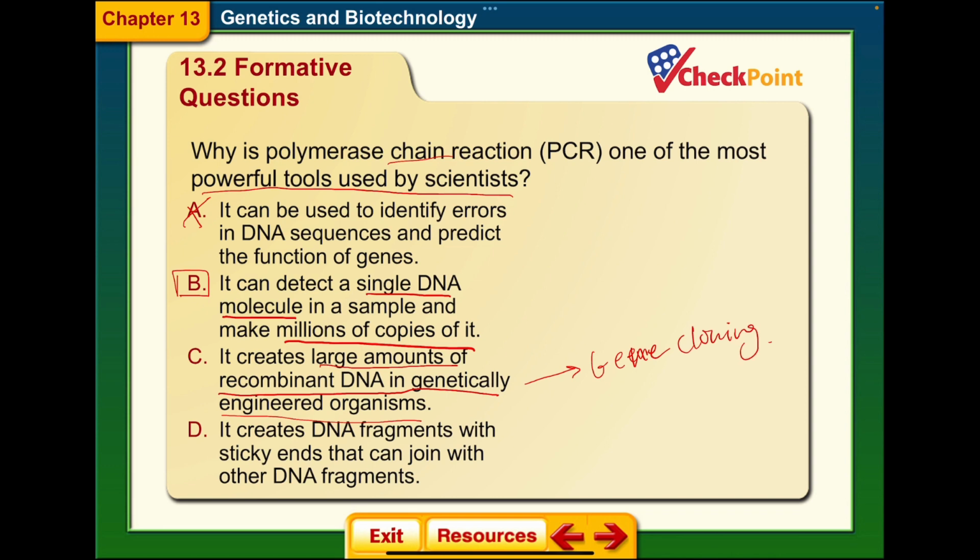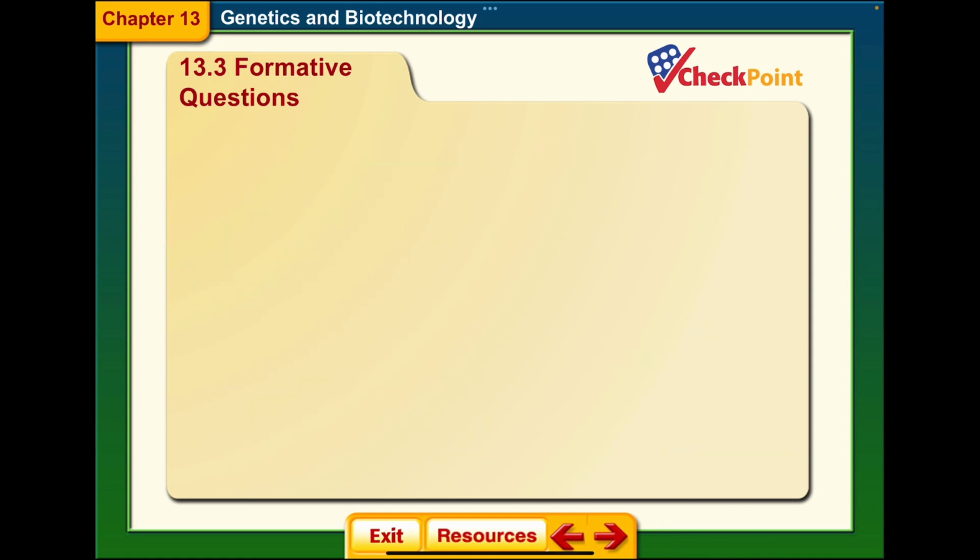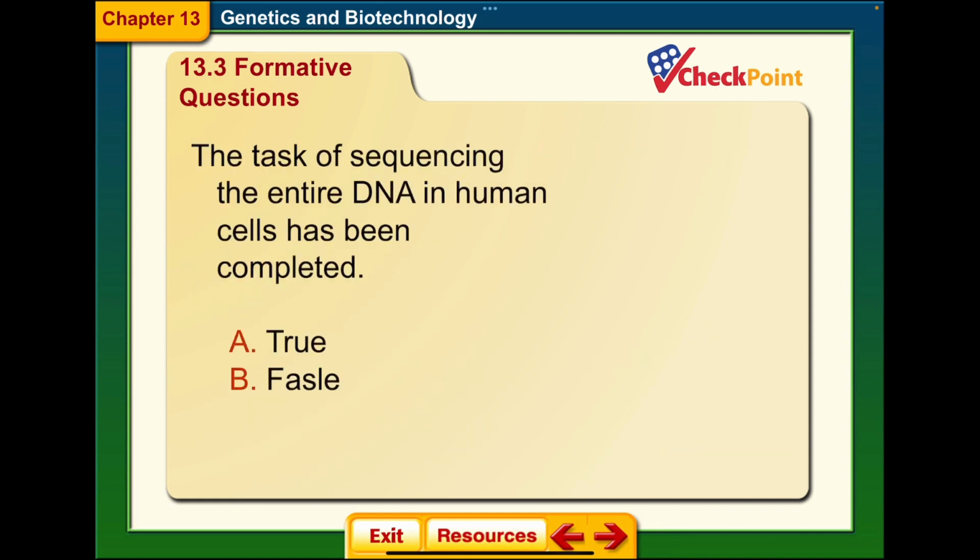Let's look at D. D says it creates DNA fragments with sticky ends that can join with other DNA fragments. Well, that is obviously a no, because we said anything that cuts our DNA, anything that cleaves our DNA, anything that gives us sticky or blunt ends is restriction enzymes. So B is the correct answer. Next question.